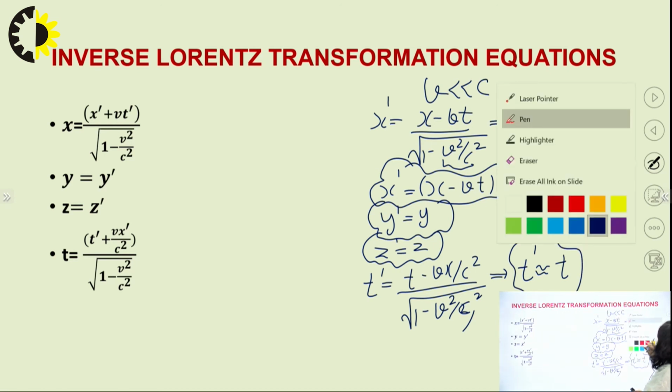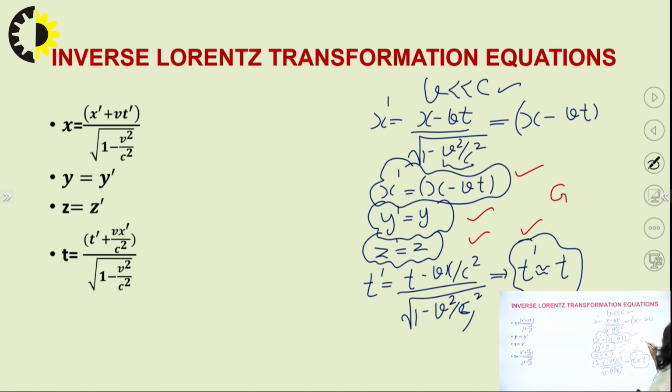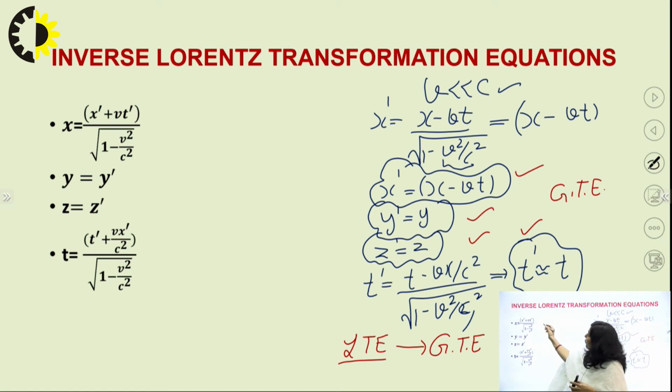If you see carefully, these 4 equations are actually the Galilean transformation equations. Under classical conditions, the Lorentz transformation equations approach the Galilean transformation equations. So we also get the results of classical mechanics from these Lorentz equations. And these 4 equations are the inverse of the Lorentz equations. I have written x' in terms of x; you can also write x in terms of x': x equals (x' plus vt') upon this, y equals y', z equals z', and t equals (t' plus vx' upon c square) upon under root 1 minus v square upon c square. So these are the inverse equations.